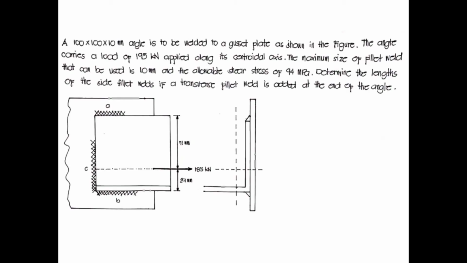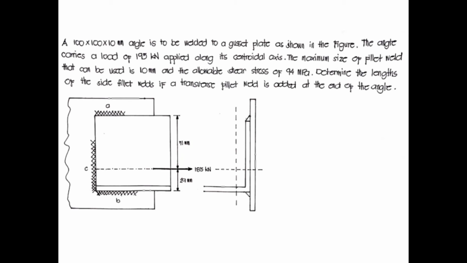So for example number 2, we have a 100 by 100 by 10 millimeter angle to be welded to a gusset plate as shown in the figure. The angle carries a load of 195 kilonewton applied along its centroidal axis. The maximum size of fillet weld that can be used is 10 millimeter and the allowable shear stress is 94 megapascal. Determine the length of the side fillet welds if a transverse fillet weld is added at the end of the angle.